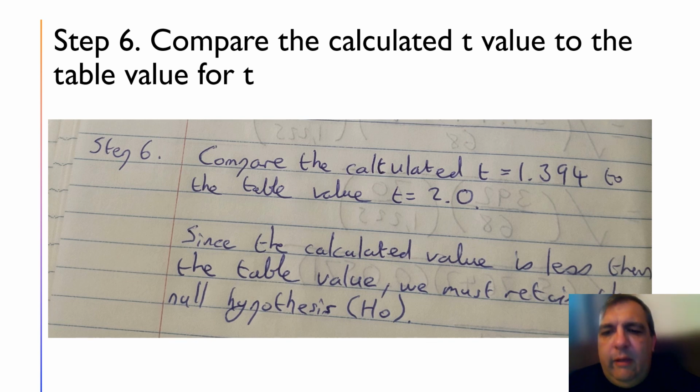So comparing the calculated t-value to the table value for t. We compare our calculated value of t equals 1.394 to the table value that we've looked up, which is t equals 2.0. Since the calculated value is less than the table value, we must retain the null hypothesis, H subscript O, that says that there is no significant mathematical difference or statistical difference between group 1 and group 2.